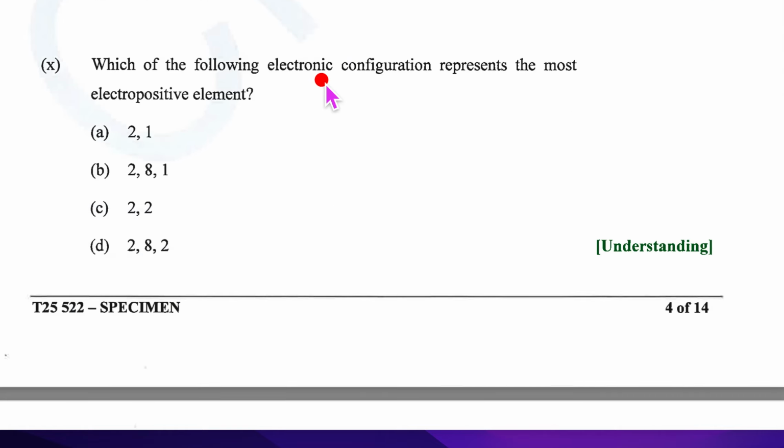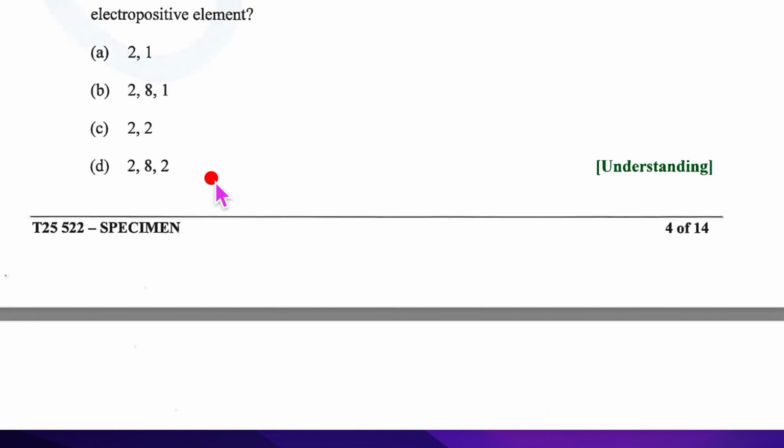Which of the following electronic configuration represents the most electropositive element? Most electropositive will be in group 1A and at the bottom. So group 1A is this, not this, so it will be B.